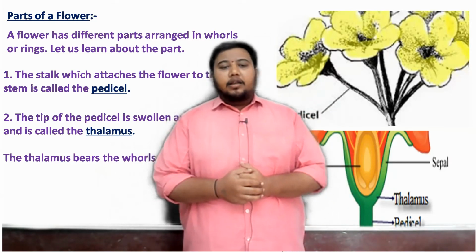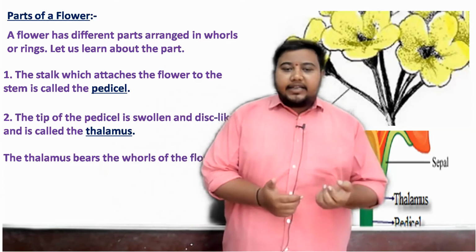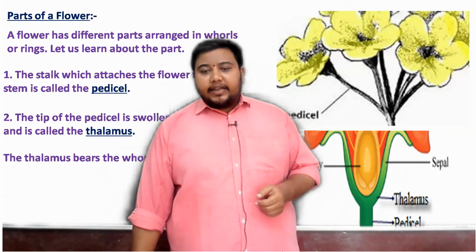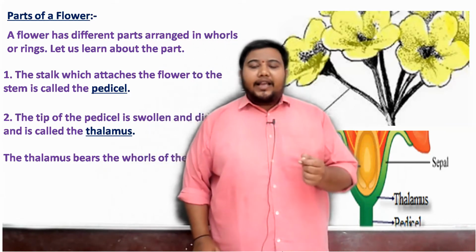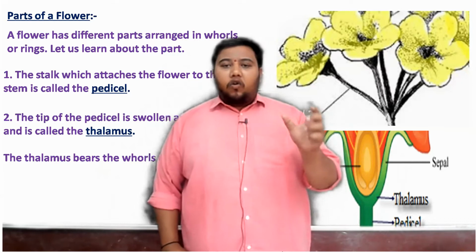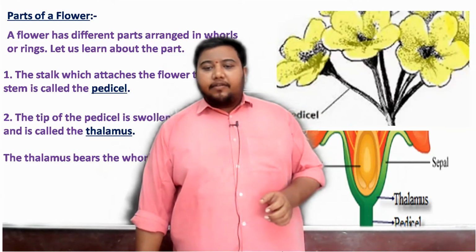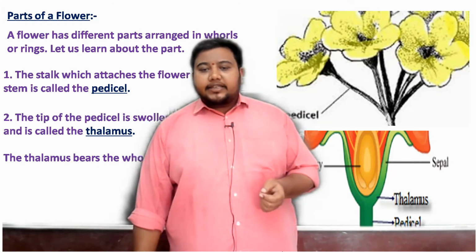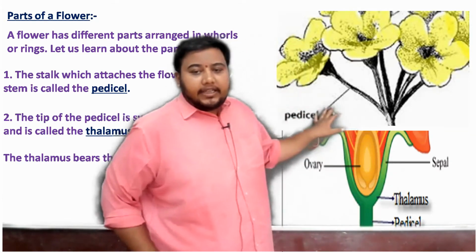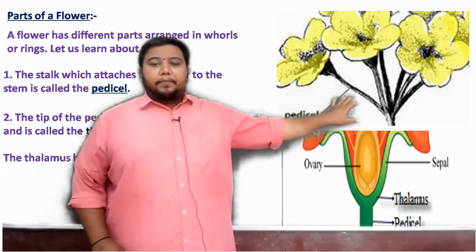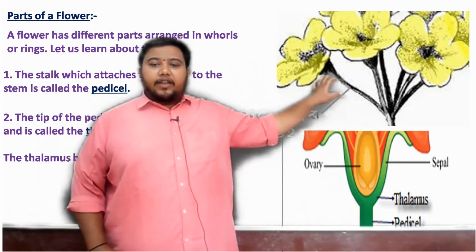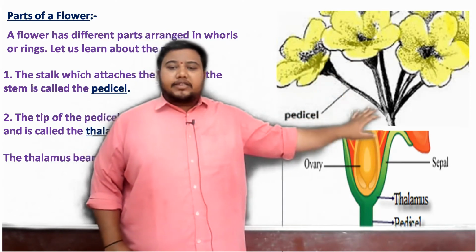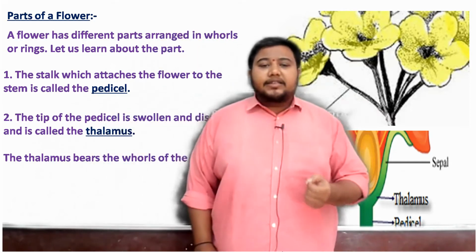The first part is the pedicel. It is the stalk-like structure which attaches the flower to the stem. You can see this stalk-like structure here, it is called the pedicel, which holds the flower and connects the flower to the stem. That part is called the pedicel.